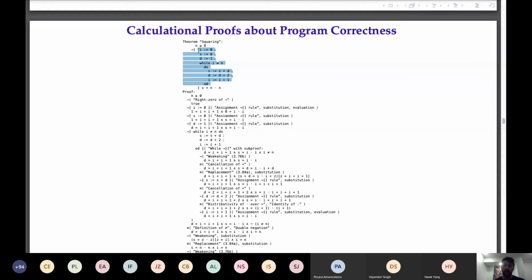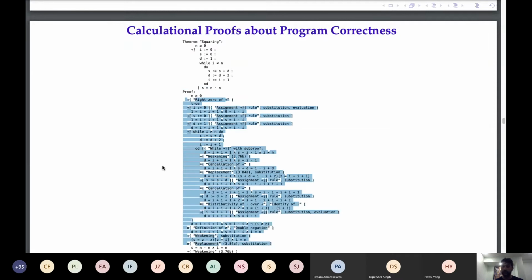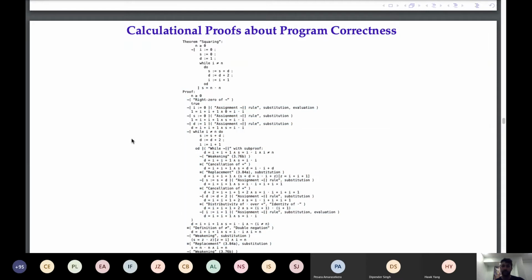So this blue text is a program, and what we're going to do in this class is prove a theorem that says if n is at least 0, and you run this program, then at the very end S is going to be n squared. And here's the proof. It's not too difficult once you get into it. But that's the interesting thing.